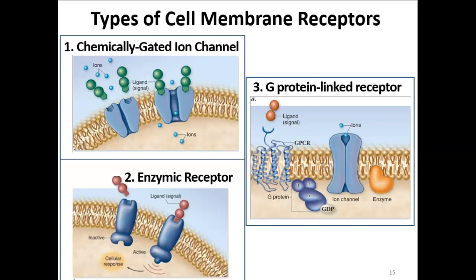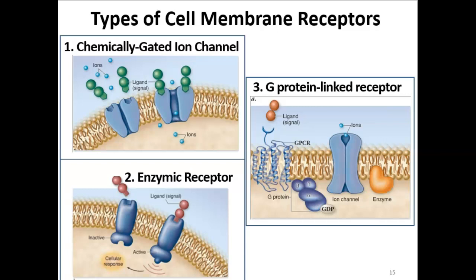In one type, called the chemically gated ion channel, the receptor is also a channel, and a specific ion can pass through that channel when it's open to get across the cell membrane. So when the ligand binds, the channel opens and the ion is allowed to diffuse in a direction consistent with its concentration gradient. So that's a chemically gated ion channel, which is a cell membrane receptor.